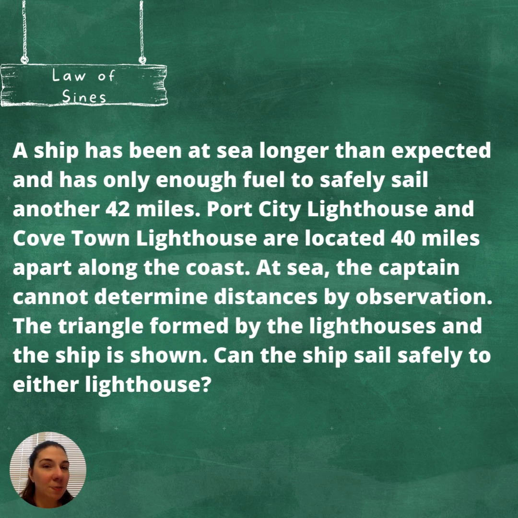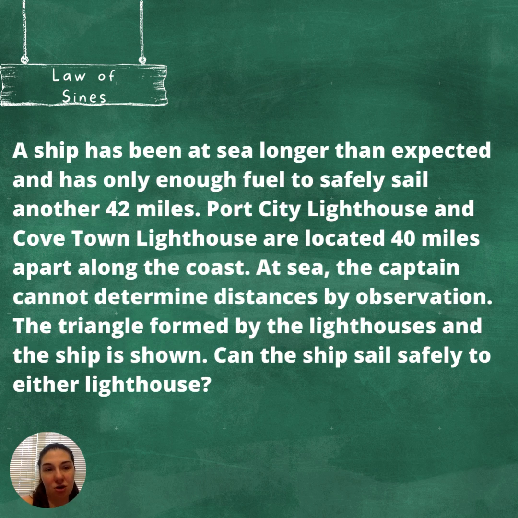It says a ship has been at sea longer than expected and has only enough fuel to safely sail another 42 miles. Port City Lighthouse and Covetown Lighthouse are located 40 miles apart along the coast. So that means from one lighthouse to the other is 40. At sea, the captain cannot determine distances by observation. The triangle formed by the lighthouses and the ship is shown, and I'll show you that in a second.